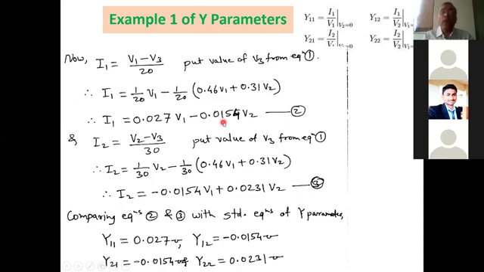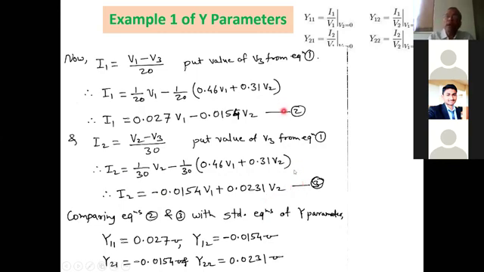So similarly, to find the values of Y21 and Y22, we'll find the second equation, I2 equal to V2 minus V3 by 30. Substitute the value of V3 in this. You will get I2 equal to 1 by 30 V2 minus 1 by 30 into this value of V3 from equation 1. Then rearrange this equation, club all the terms of V1 together, V2 together. You will get the equation of I2 in terms of V1 and V2. Mark this as equation number 3.